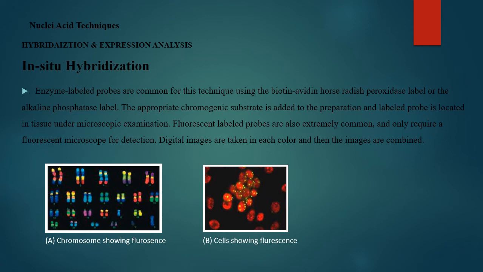Fluorescent labeled probes are also extremely common and need a fluorescent microscope for detection. So fluorescent labeled probes are available and you need a fluorescent microscope for the detection. Digital images are taken in each color and then the images are combined. So you take these digital images in different colors and then combine them to form your FISH, fluorescence in situ hybridization.